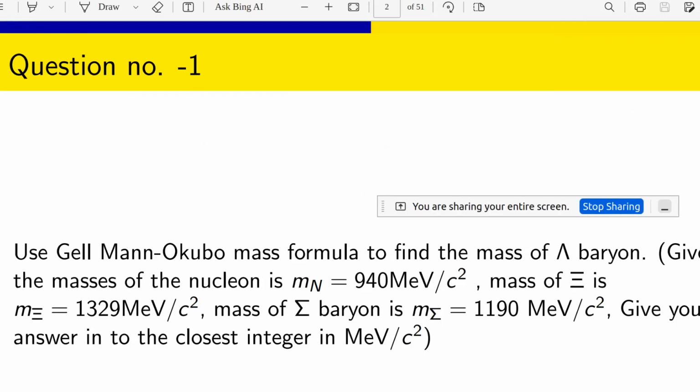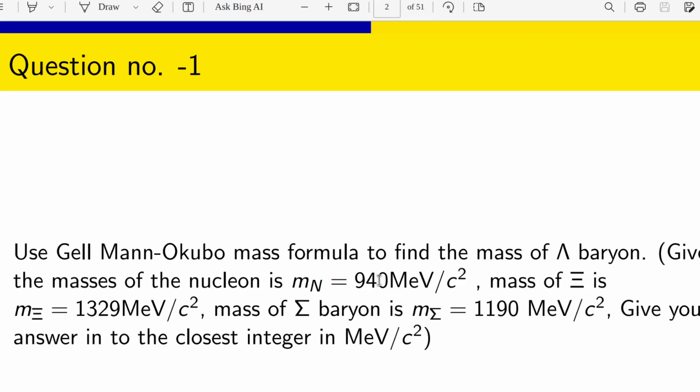Yes, ma'am. Okay, fine. So the question is, use Gell-Mann-Okubo mass formula to find the mass of lambda baryon. What are given here? The mass of the nucleon Mn, the mass of xi, and the mass of sigma are also given. Give your answer to the closest integer in MeV/c². So this is the question.